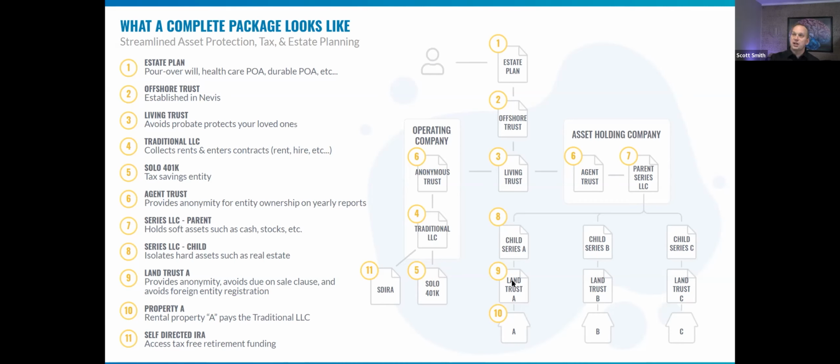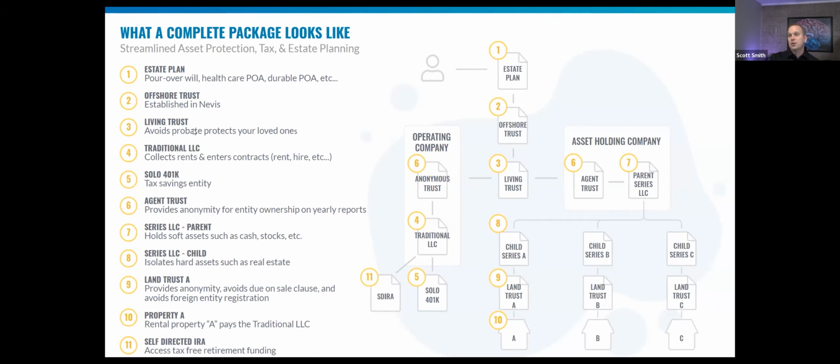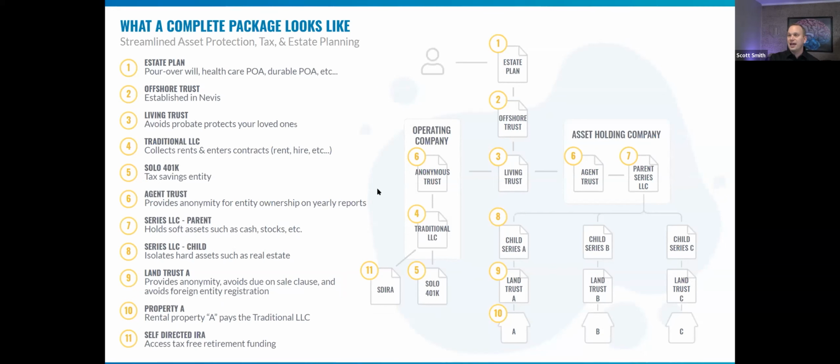You'll remember that the child series compartmentalizes every asset from lawsuit. So if there's a lawsuit against one asset, they can't go after the other assets. And the land trust is our structure to help us create anonymity of ownership at the property level. Additionally, you'll see here that we have our operating company. This is our traditional LLC, typically formed as an anonymous traditional LLC. And this is our face to the world and otherwise protects us personally from lawsuits.